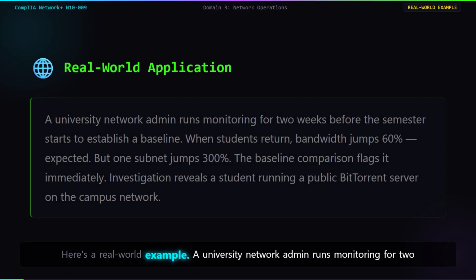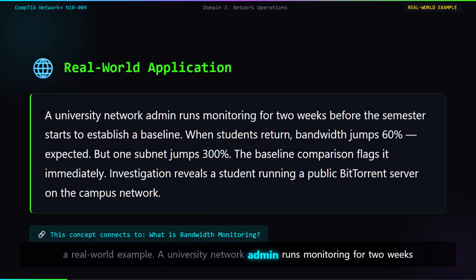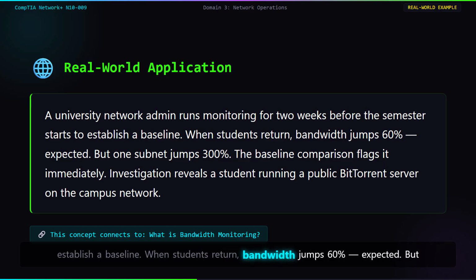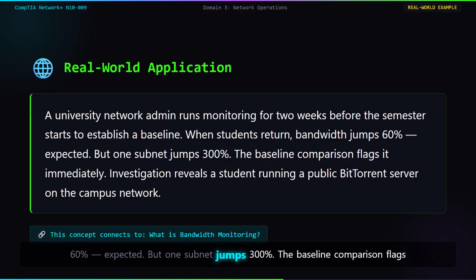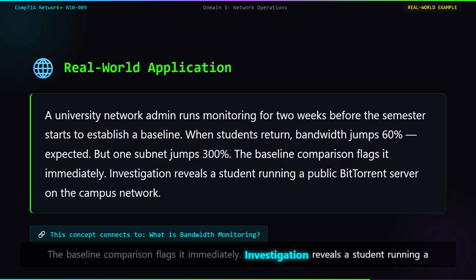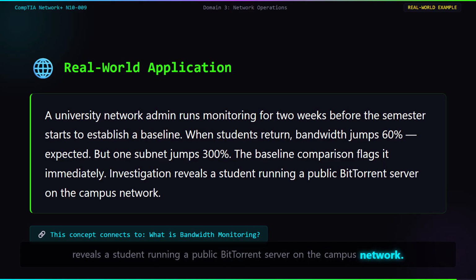Here's a real-world example. A university network admin runs monitoring for 2 weeks before the semester starts to establish a baseline. When students return, bandwidth jumps 60%. Expected. But one subnet jumps 300%. The baseline comparison flags it immediately. Investigation reveals a student running a public BitTorrent server on the campus network.